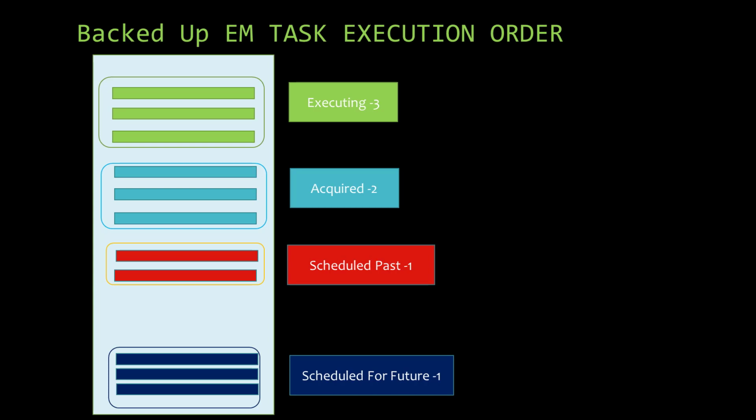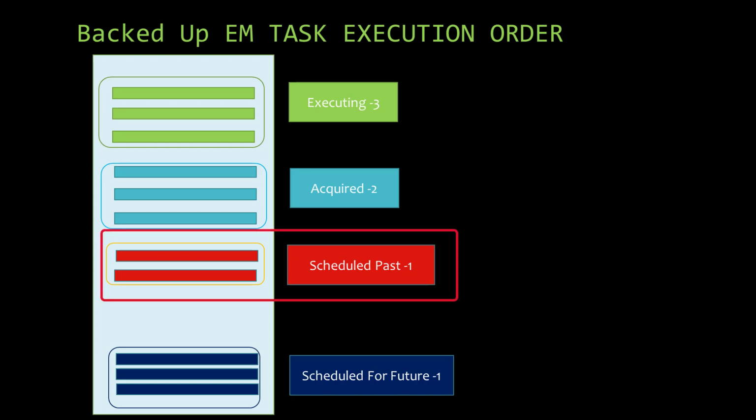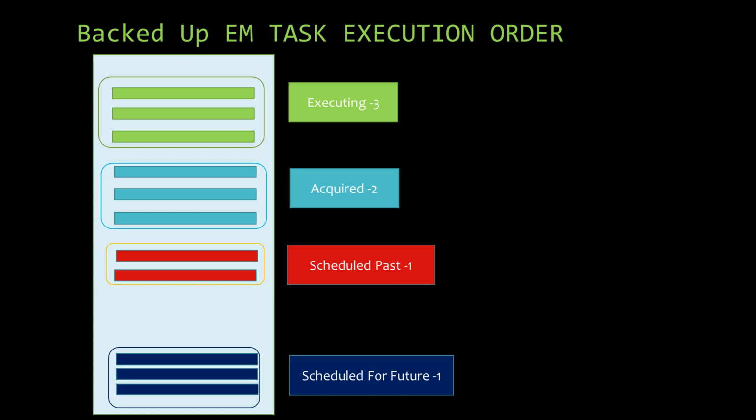For example, it's supposed to execute at 9 a.m., but even after 9:30 its status is still 1. That means it's past the schedule. These types of records will wait. Once this queue is freed up, then it will go to acquired and then to the execution mode.